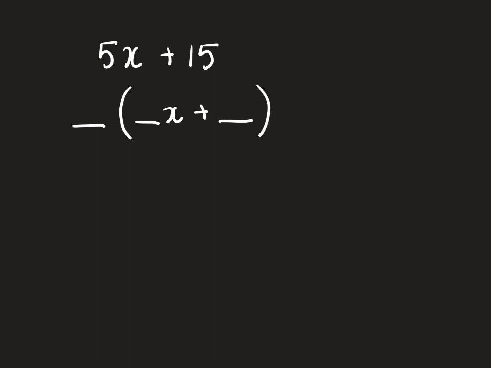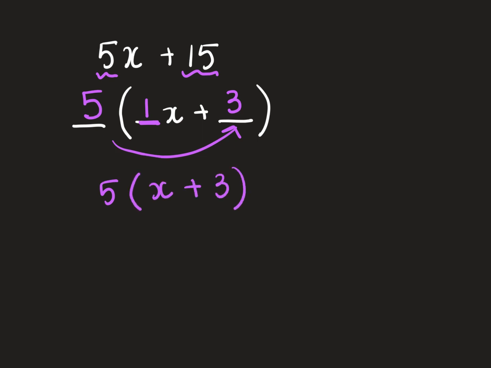Okay, so for the first one, I'm looking for something out the front, so many x's plus something or other. Well, looking at these two things here, 5 and 15, what factors do they have in common? A factor of 5. 5 lots of what make 5x? 5 lots of 1x. And 5 lots of what make 15? 5 lots of 3 make 15. Now, if I was writing this, I wouldn't write 1x, I'd just write 5 lots of x plus 3.